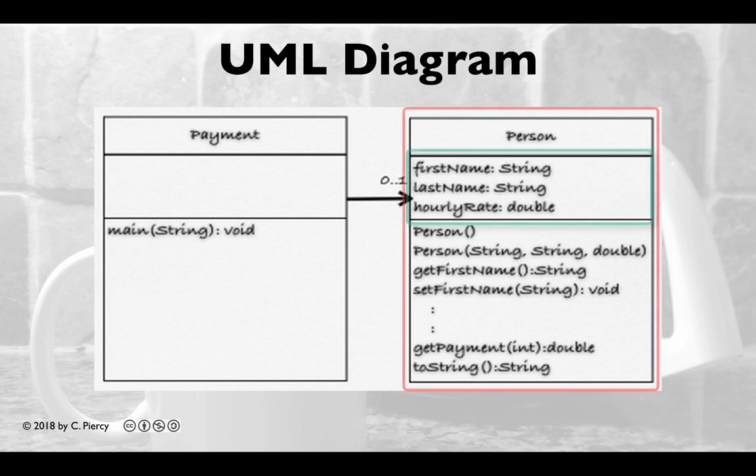Let's take a quick look back at our UML class diagram to remind ourselves what we need to create. We're going to have a first name field, which is a string, the last name field, also a string, and an hourly rate, which is a double, and this would be the amount of payment that each person will be paid for each hour worked.